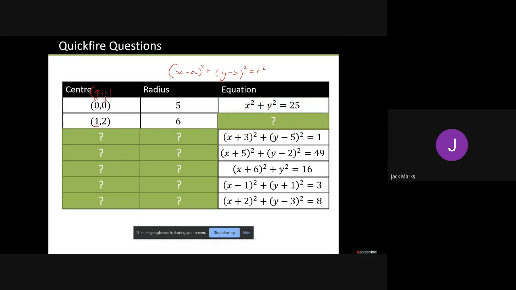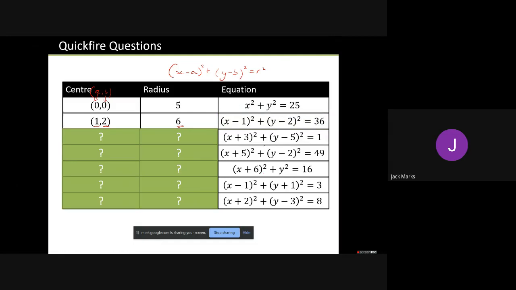For another one, this is off-center, so this is the a and the b, so I'm going to say x minus 1, y minus 2, and the r is going to be 6 squared. If I put that all into the format, I get this one here.